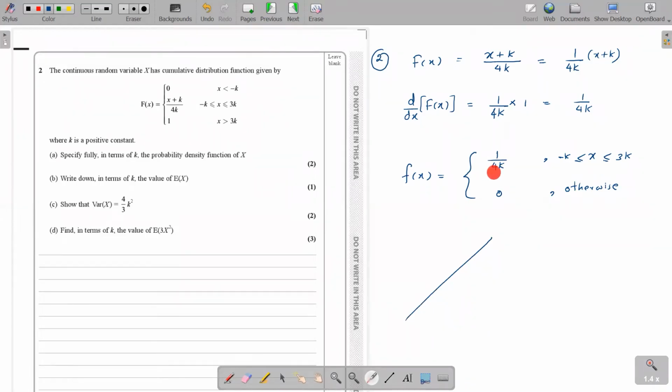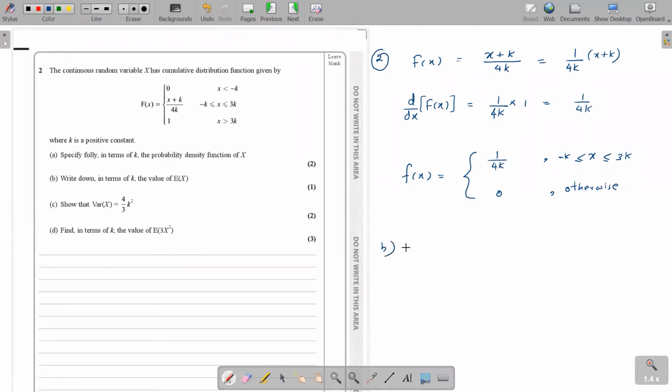4k is a constant. So it's actually y equals k, y equals a constant, right? So y equals a constant means it's a graph that goes like this, a straight line, a flat line, which means there's a special name we give for this. What is it? This is the continuous uniform distribution. Do you remember the continuous uniform distribution, the rectangle graph? We learn about this especially in S2, right?